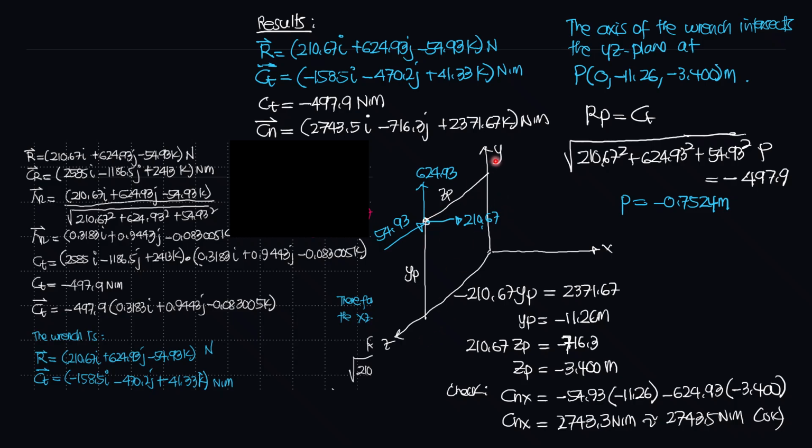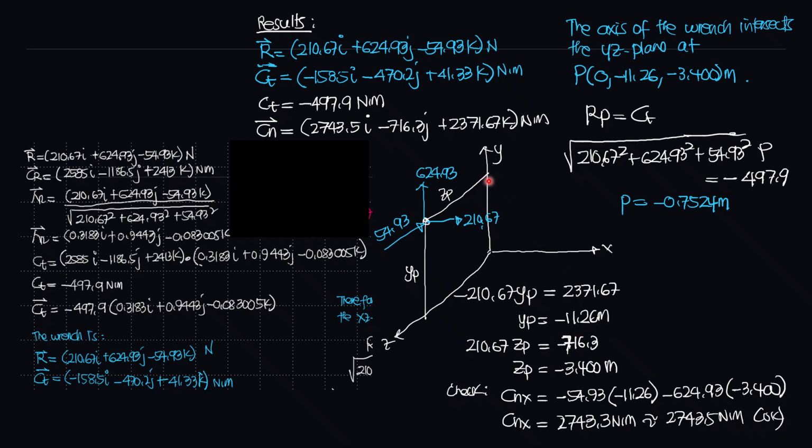Then for the intersection of the axis with the YZ plane, these are the components of the resultant. That's the YZ plane, meaning X is 0 for that case. To compute for YP, we obtain the moment of the resultant about the z-axis, and the positive moment about z is in that sense. This is the opposite sense, so it is negative: negative 210.67 times yp. It is the moment about z, so we equate it to the moment about z, which is 2371.67. Solving for yp is negative 11.26 meters.